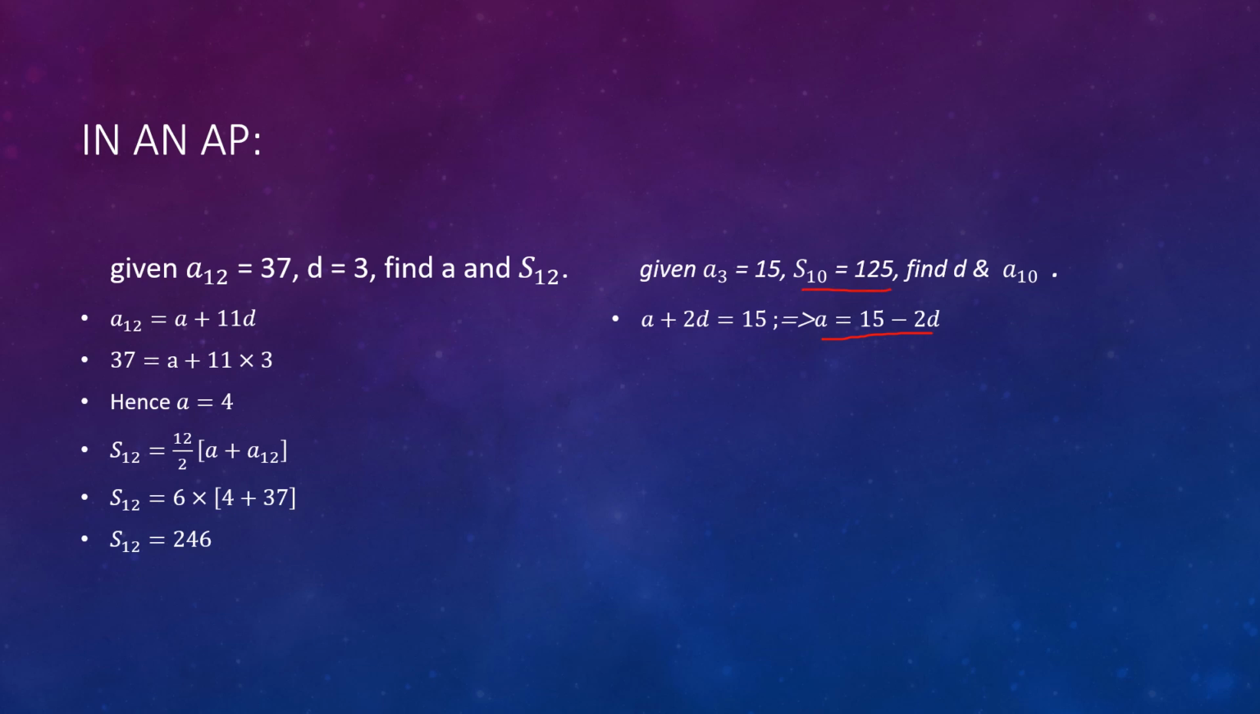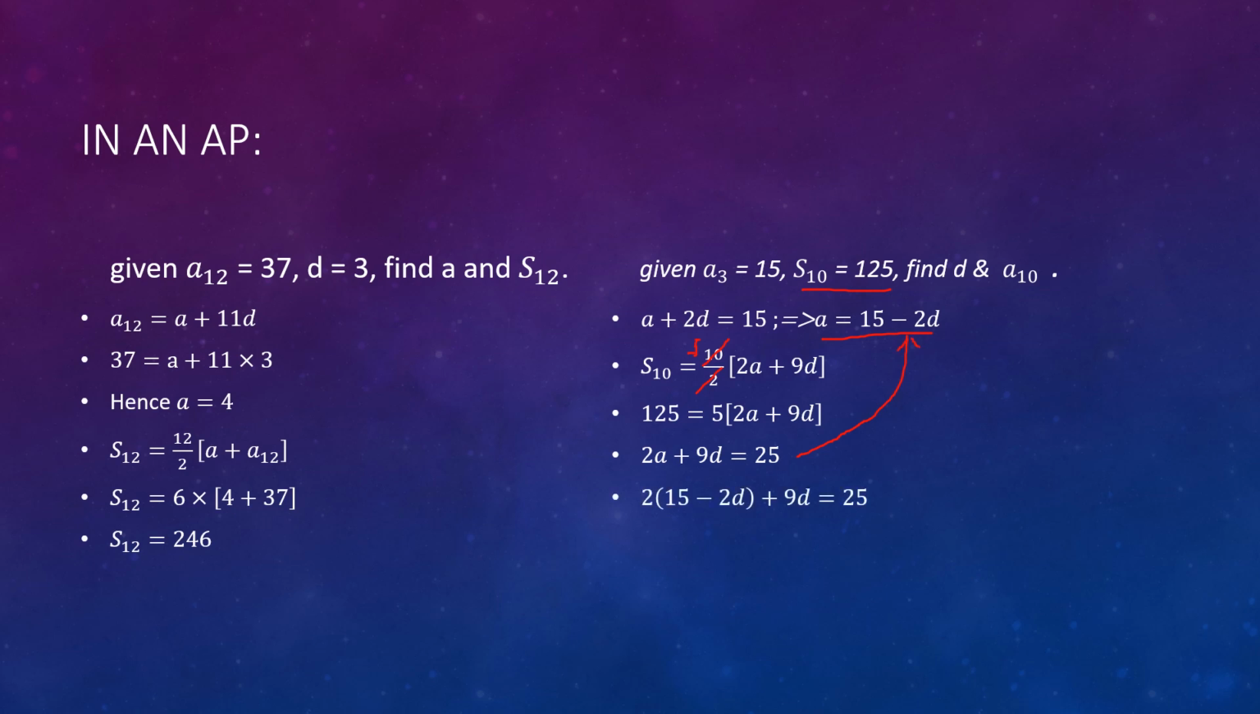Now I'll use S10. What is S10? 10 by 2 times 2a plus n minus 1 d. N is 10, 10 minus 1 is 9d. S10 is given as 125. This becomes 5. Correct? So 125 by 5 becomes 25. So 2a plus 9d is 25. But what is a? My a is 15 minus 2d. So substitute a as 15 minus 2d. That is 30 minus 4d, and this becomes 5d. So 5 is equal to minus 5d, so d becomes minus 1.